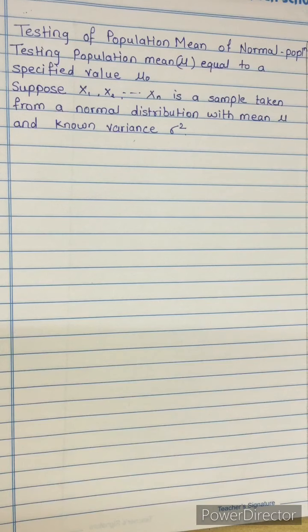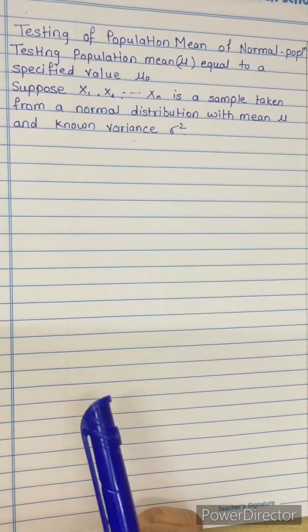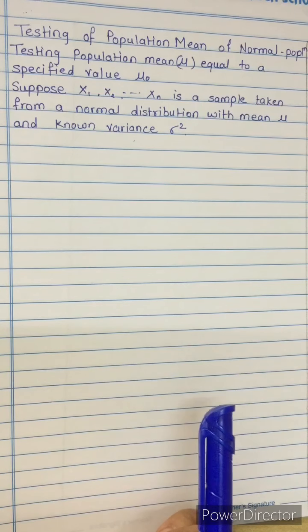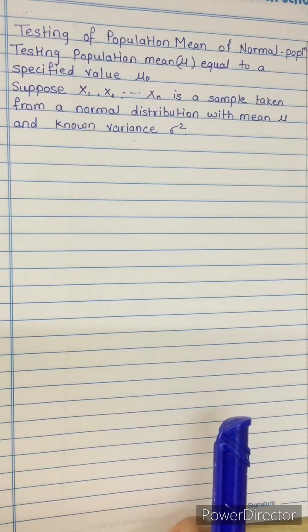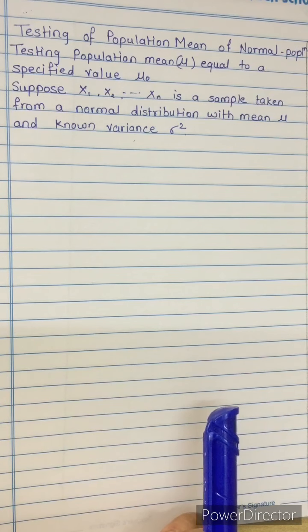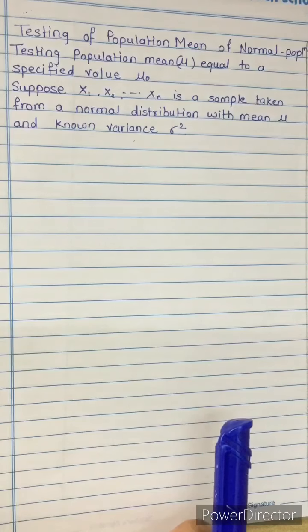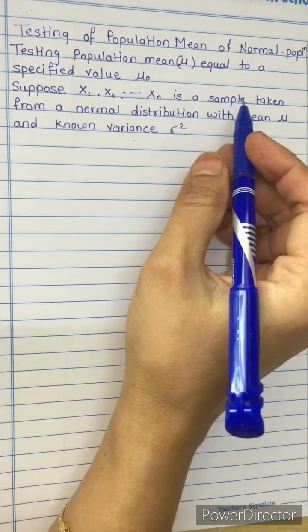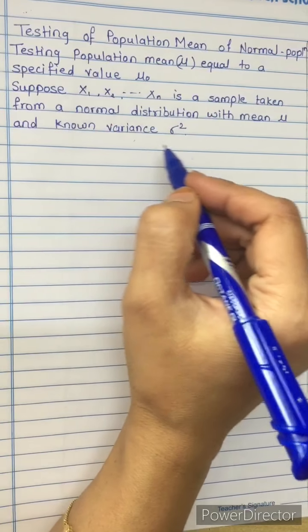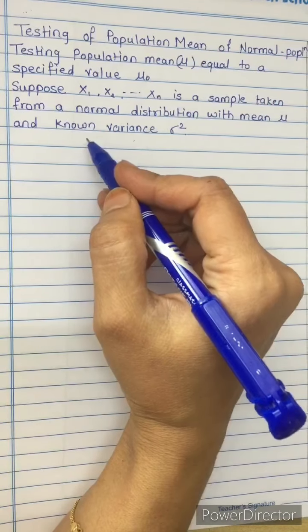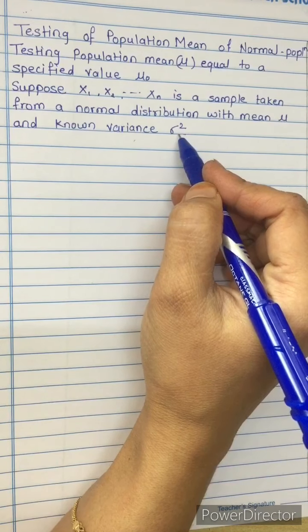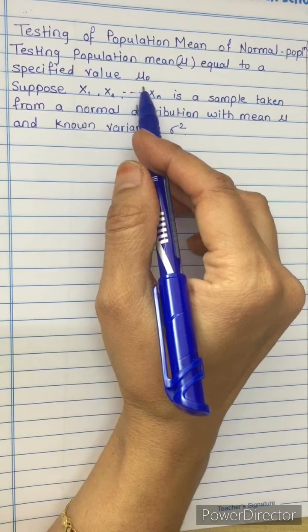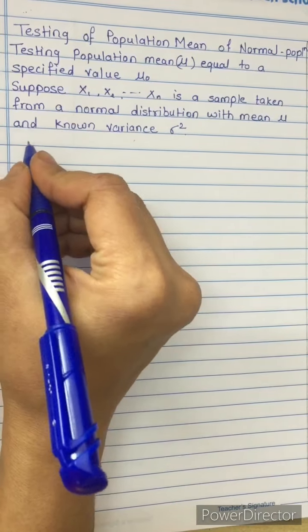Now suppose we have the sample x1, x2 up to xn, taken from a normal distribution with mean mu and known variance sigma square. In this case, we know the value of variance sigma square. So here, testing of population mean, as we know the data is from normal distribution with mean mu and known variance sigma square, our condition is we know the value of mu, that is mu naught. Okay. So we set the null hypothesis.